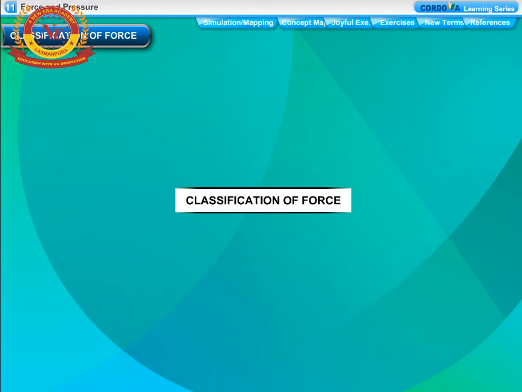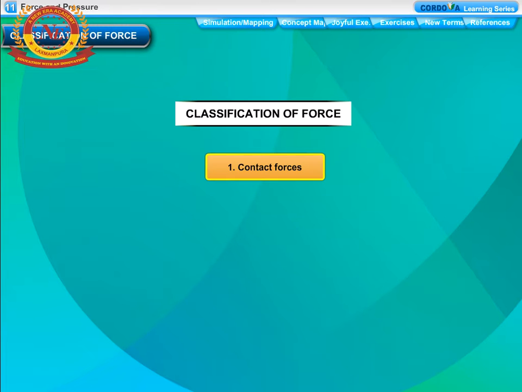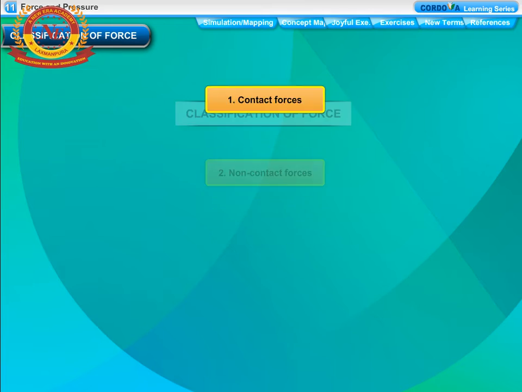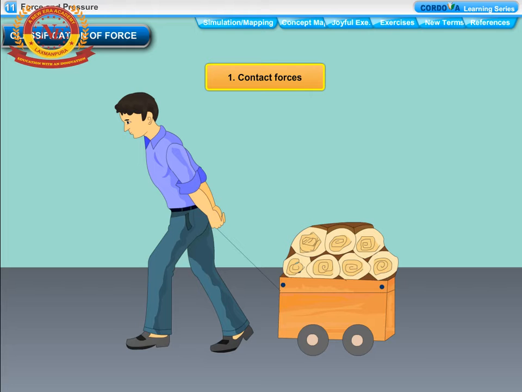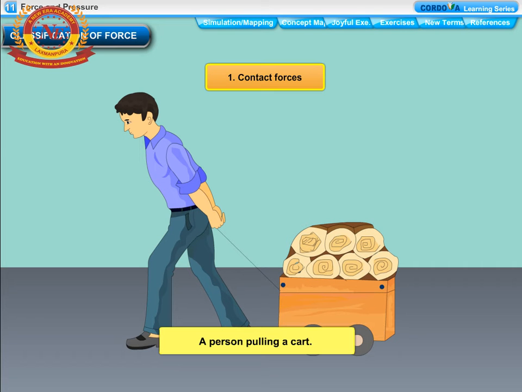Classification of force. Force may be classified into the following two classes: contact forces and non-contact forces. Contact forces: a person pulling a coiled spring. Contact forces are forces which act only when objects are in physical contact with each other and bring about changes. A person pulling a cart.